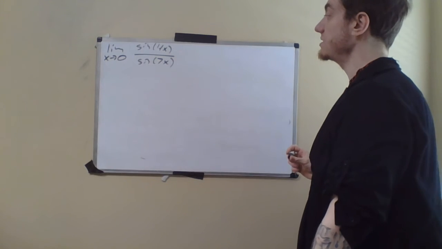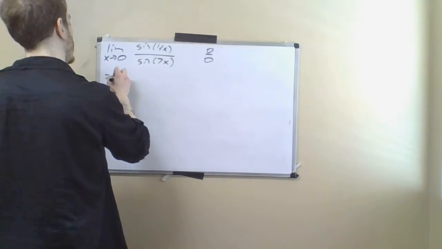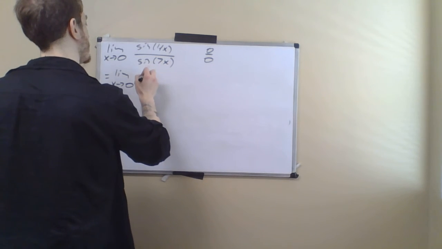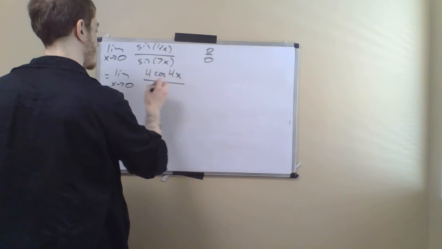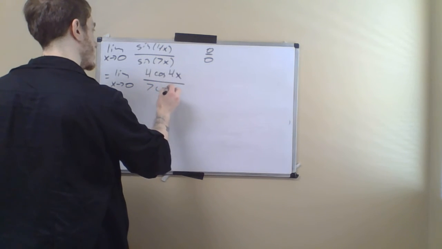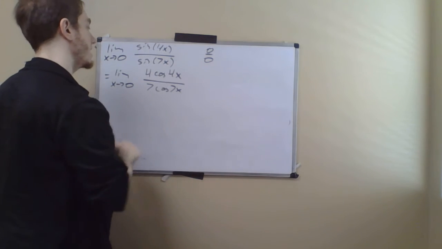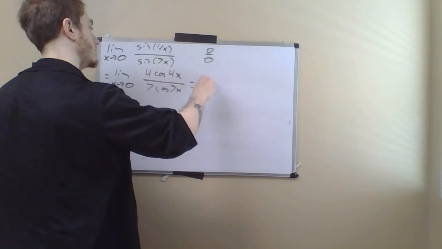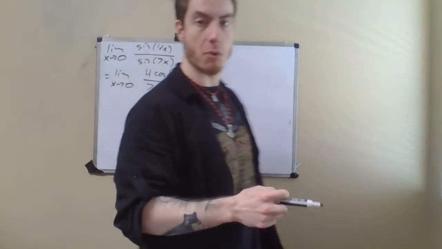Okay, so we're able to get this. You'll notice that this is a 0 over 0 form. And if we apply L'Hopital's rule, this becomes the limit as x approaches 0 of 4 cosine 4x divided by 7 cosine 7x. And now, if I plug in x equals 0, well, this just becomes 1 over 1. So this is 4 over 7. And there we go. We're done.